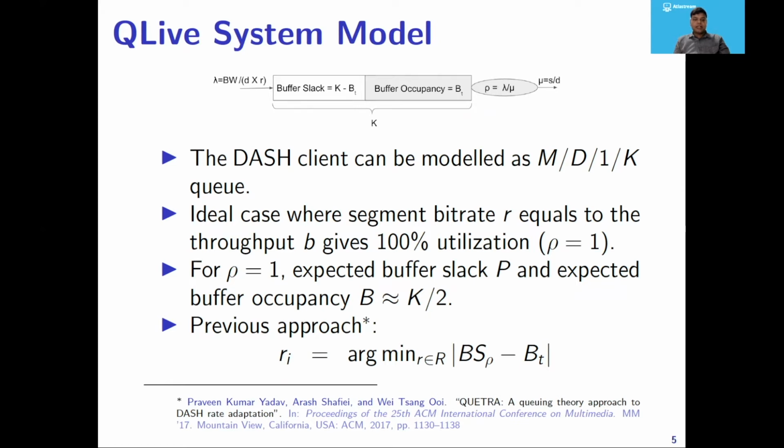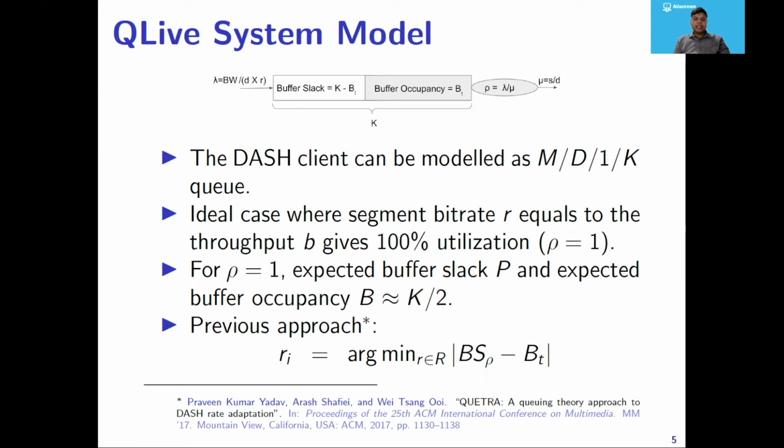Here, the arrival rate lambda depends on the bandwidth BW, the duration of the segment D, and its bitrate R. The service rate of the queue, that is mu, depends on the playback speed S and the duration of the segment D. The queue utilization rho is the ratio of lambda and mu. Here, we term the empty part of the buffer or the queue as the buffer slack. For an M/D/1/K queue, rho and the average buffer occupancy have an S-shaped relationship.